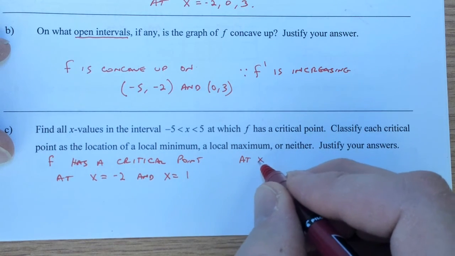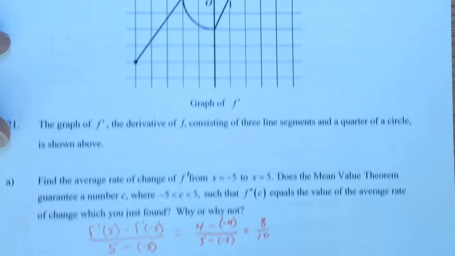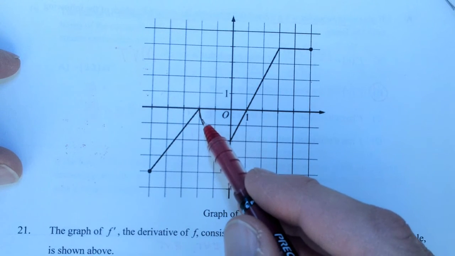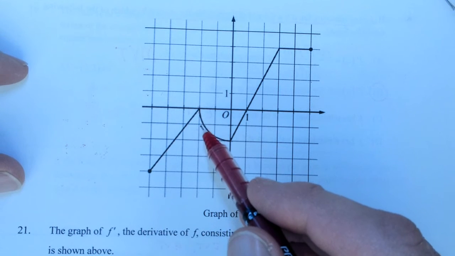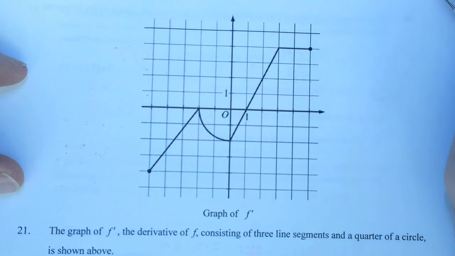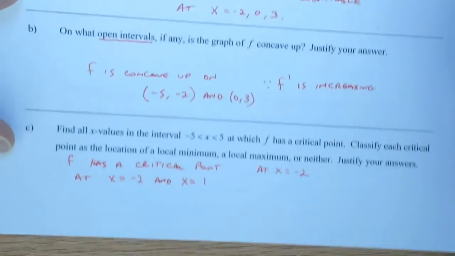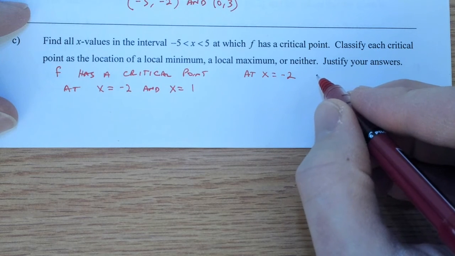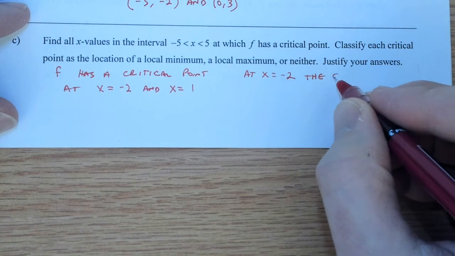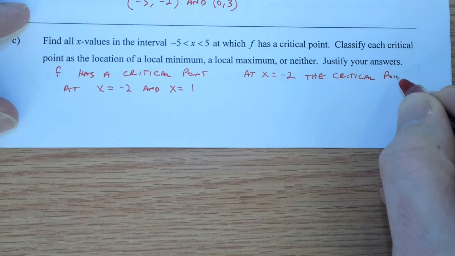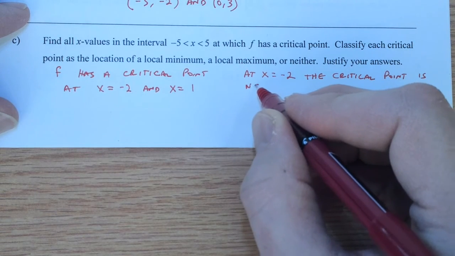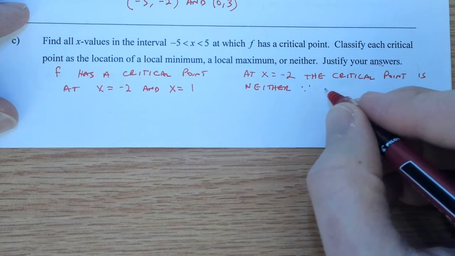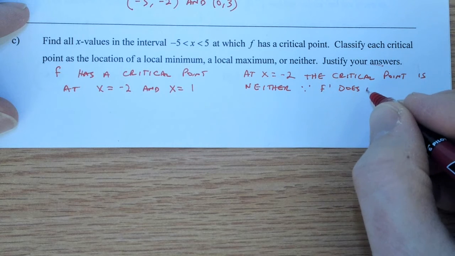So at x equals -2, let's go back. When x is equal to -2, our derivative is negative before and after. Our derivative does not change sign. Since the derivative does not change sign, that means the critical point is neither a local max nor a local min. So we have to state that it's neither. The critical point is neither. And then we have to justify the answer. Why? Because f prime does not change sign.